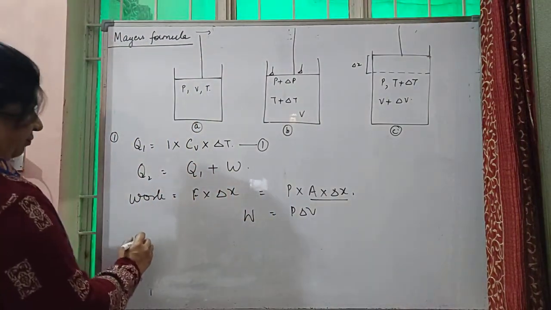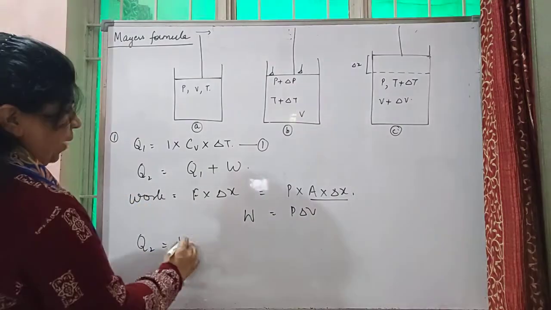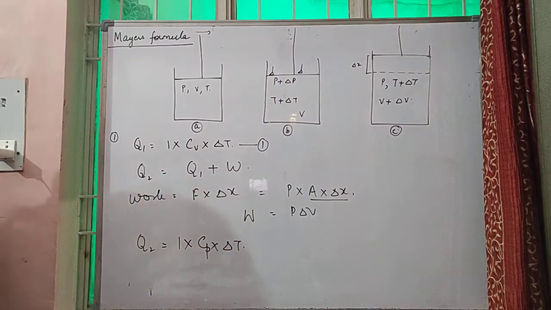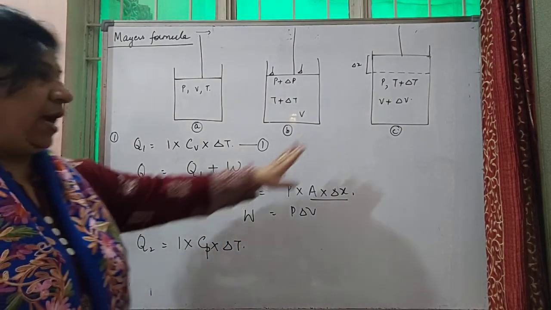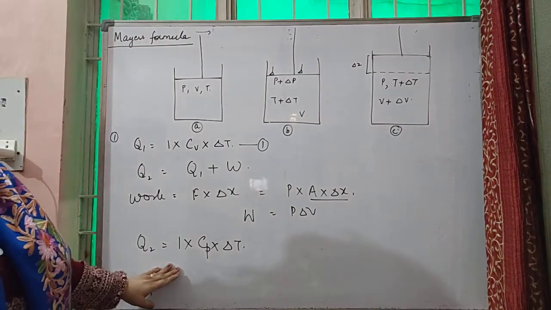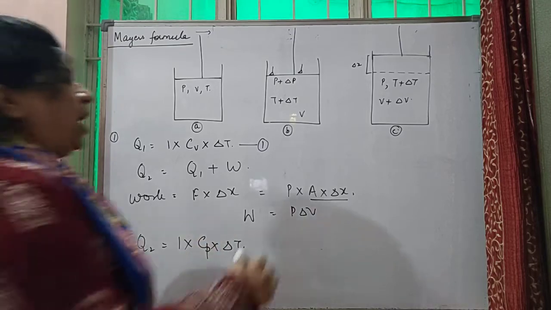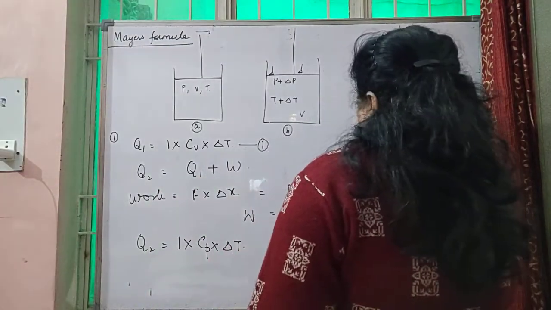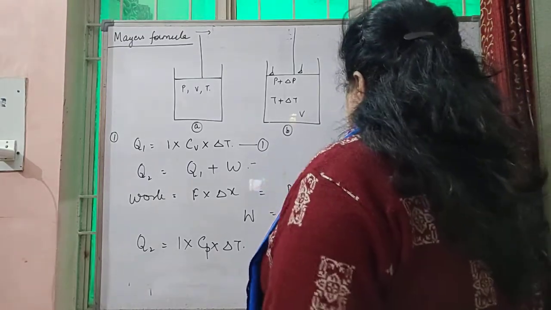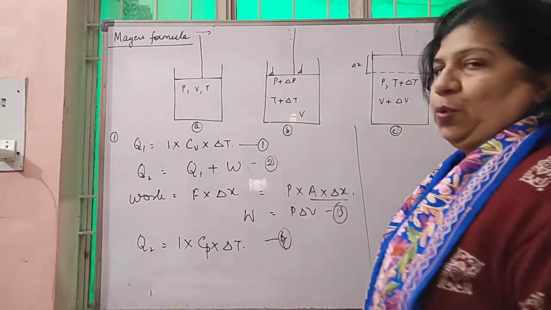And Q2 को हम कैसे define करेंगे? Q2 will be 1 mole of gas at constant pressure and delta T. I hope this point is clear. Q2, यहाँ जो Q2 है, this is constant pressure, 1 mole of gas into Cp into delta T. So when you are putting all these, this is equation number 2, this is equation number 3. Put all this in equation, sorry, I'll give this equation number 3 and 4. Put this in equation number 2.